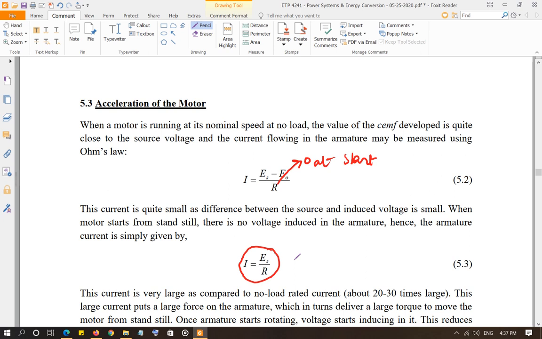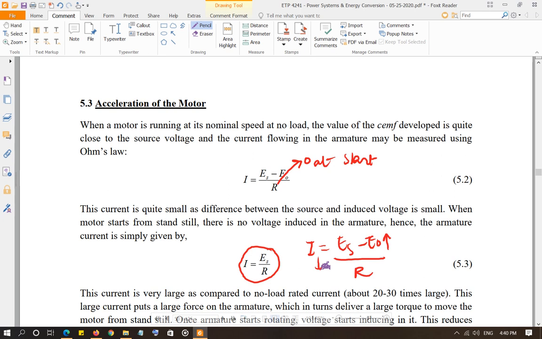Now what's going to happen? Counter electromotive force, CEMF, is going to start developing. So once CEMF starts developing, then your current in the armature starts going down. Initially, remember, E naught was 0. Now E naught starts increasing. ES is constant, R is constant. That means I starts going down.